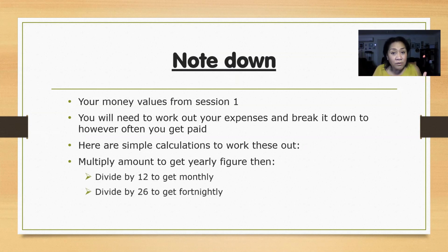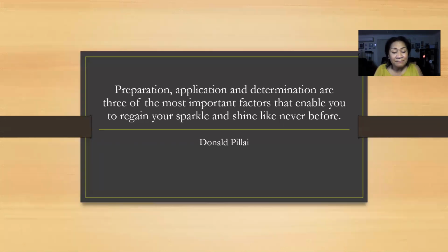If you get paid fortnightly, divide by 26. And if you're paid weekly, divide that yearly figure by 52. It's what we call bill smoothing. So we can work out exactly what that little amount breaks down to, so that you can build them up over your normal pay periods.